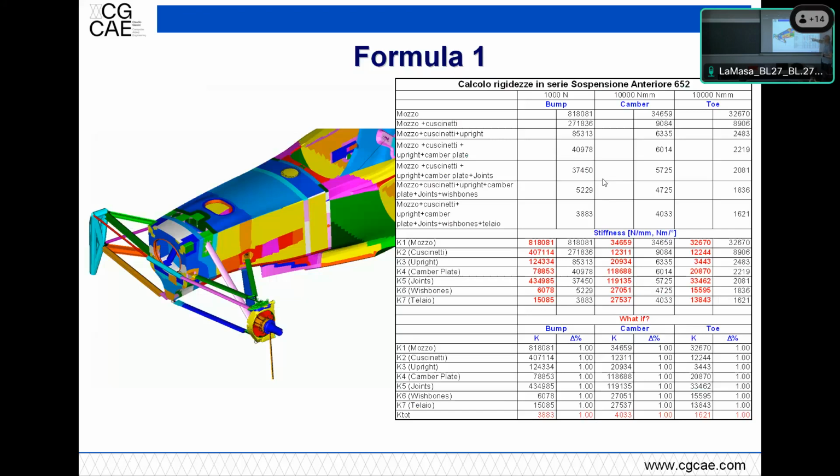Then the second would be the upright. Here we can work because it's a part that we are producing. And then you go to wishbones, so the suspension elements, and monocoque, and then back again to the hub. Plus, I have other parts which are not really relevant here.